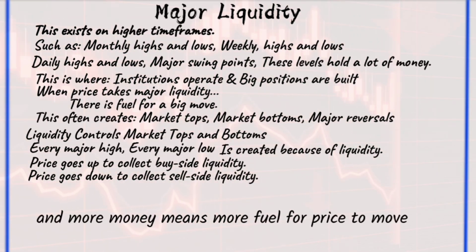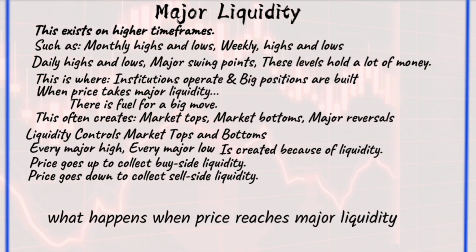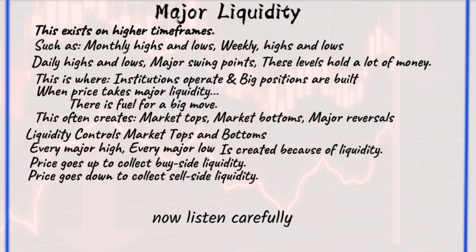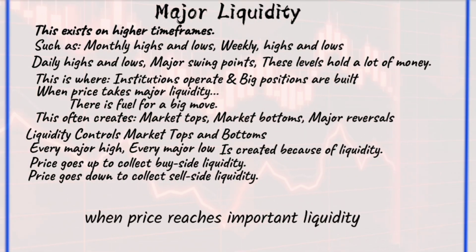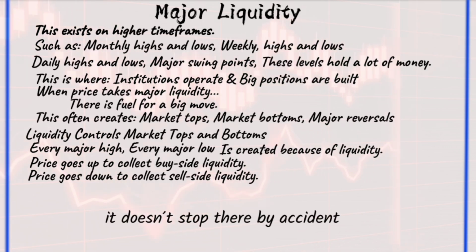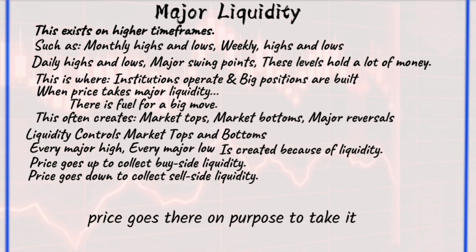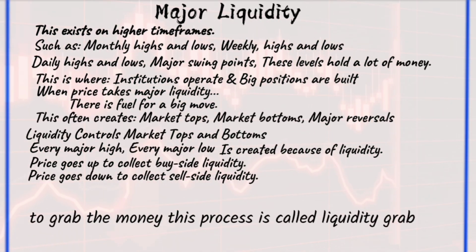What happens when price reaches major liquidity? Now listen carefully. When price reaches important liquidity, it doesn't stop there by accident. Price goes there on purpose, to take it, to grab the money. This process is called liquidity grab.